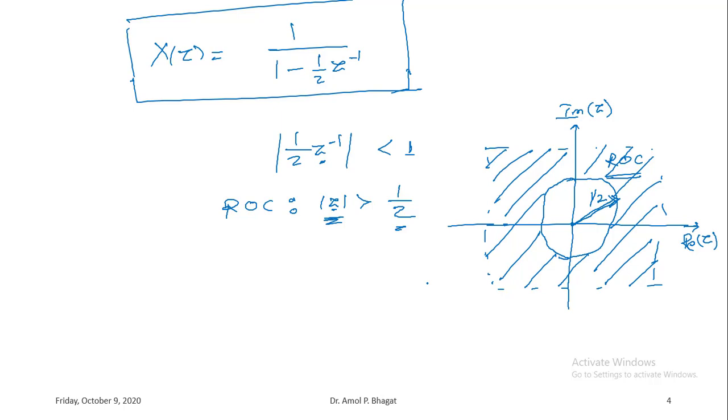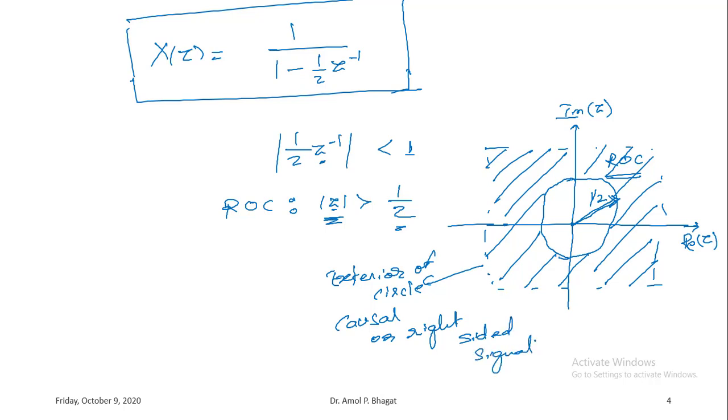So when this ROC is the exterior of a circle, most of the time the signal is called a causal signal. We have seen this causal signal definition in the previous sessions. So this is called a causal signal, or it is also called a right sided signal, when the ROC is the exterior of a circle.